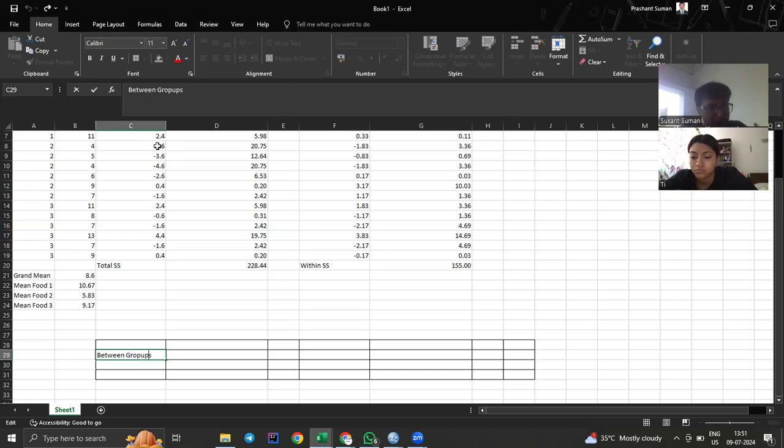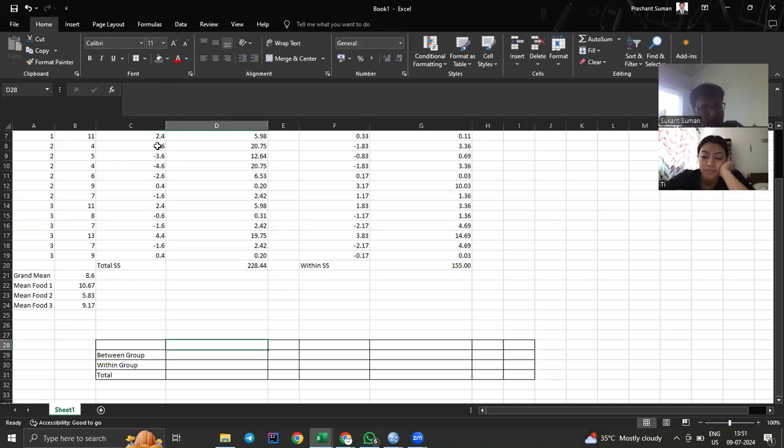Why am I not able to write groups here? Between group, within group. Okay, and then we have total.